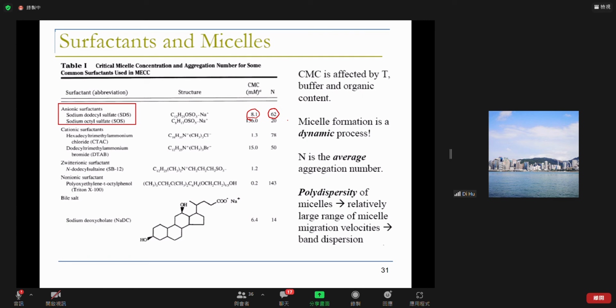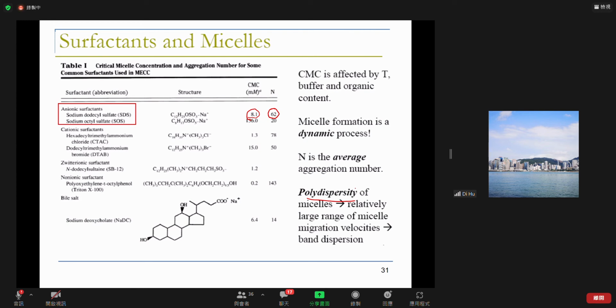Is that exactly so? The answer is no. The micelle is polydisperse, so there is a variation in the number of monomers involved, and N equals 62 is just an average. This gives a relatively large range of micelle sizes and charge-to-size ratios, which gives different mu EP and causes band dispersion broadening.